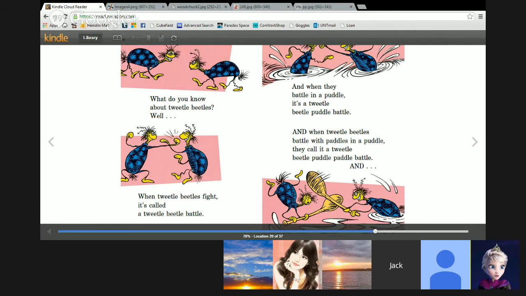This is also, by the way, a great way in which English compounds words. When we say a paddle battle, it's a battle with paddles, and it's a puddle paddle battle because it's a battle with paddles in a puddle, and it's a Tweedle Beetle Puddle Paddle Battle because it has those Tweedle Beetles in it. So it's a fun way you can do compounds in English. All right, we're going to move on now.